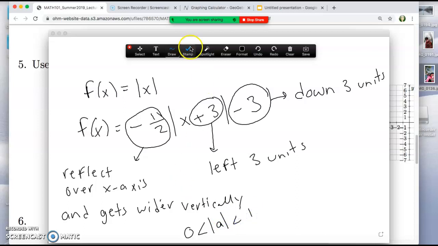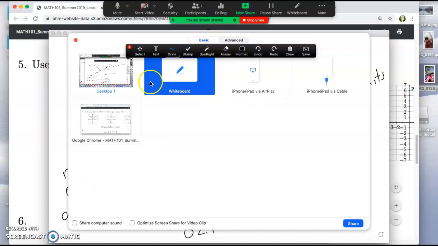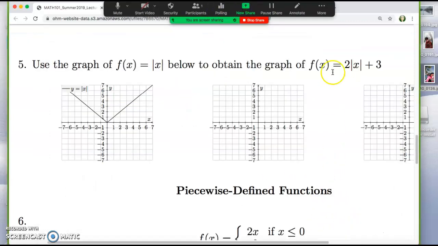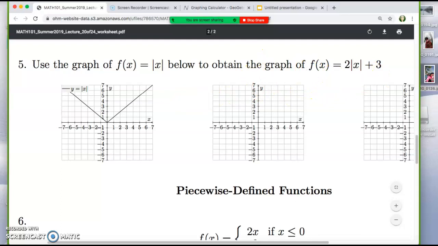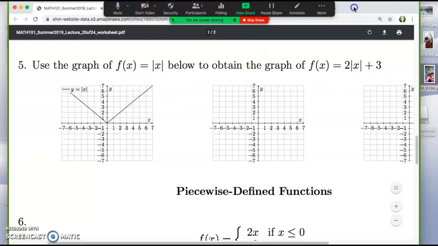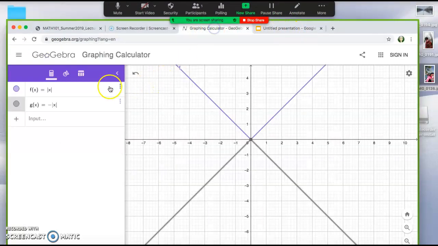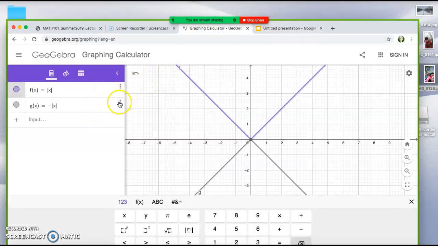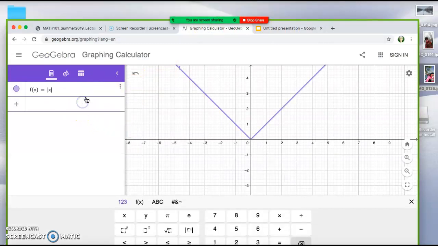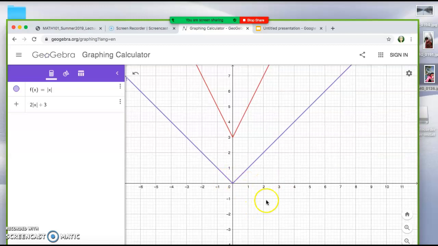Okay, so now let's go ahead and graph the question we were just doing before, right? Let's go ahead and graph this to see if our transformation was correct. So we have our original graph, which is f of x equals absolute value of x. Then we have 2 times the absolute value of x plus 3 on the outside. So let's see what happens to our graph. The purple graph represents our first function, absolute value of x. The red graph represents the transformation.